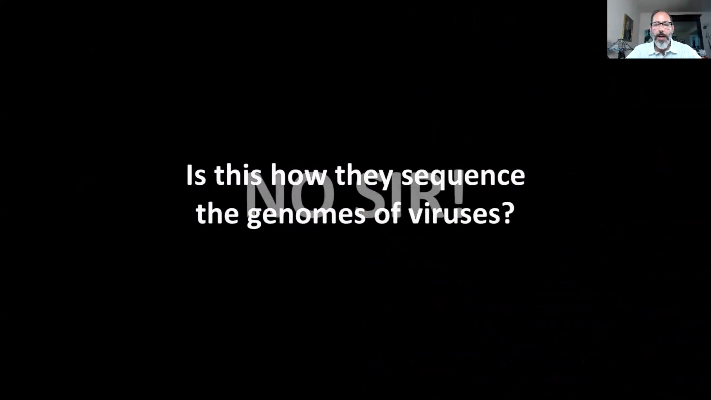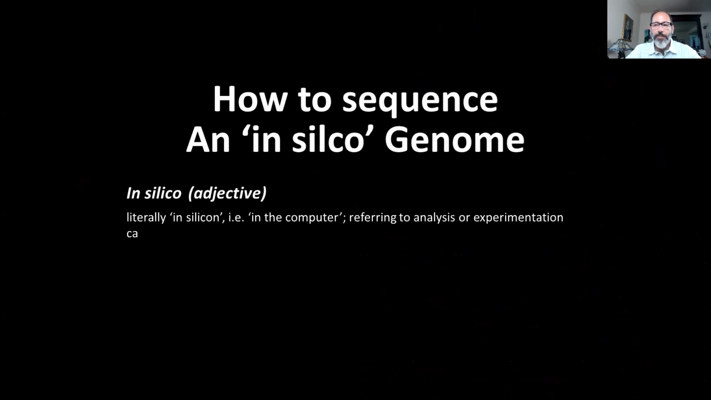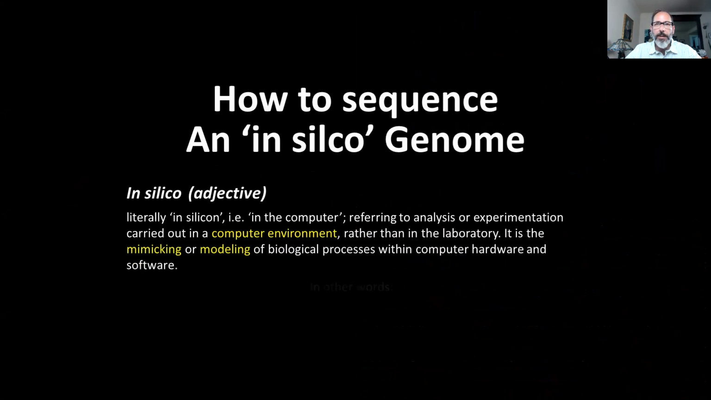Okay, so is that how they sequence the genome of viruses? Well, of course not. They have a special procedure for that. So how do you sequence a virus? Well, you perform what's called an in silico genome sequence, which means that it takes place entirely in the mechanics and circuitry of a computer, right? In other words, it's not actually from an organism. And this is what they do to give us the so-called genome of a virus.